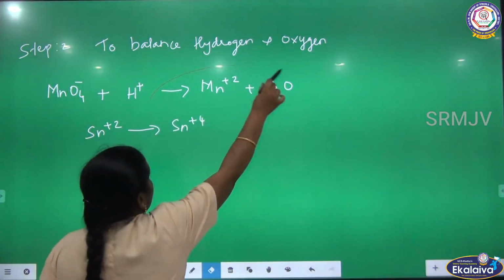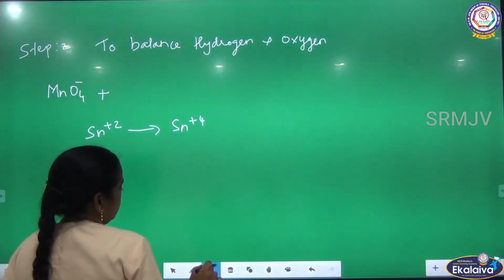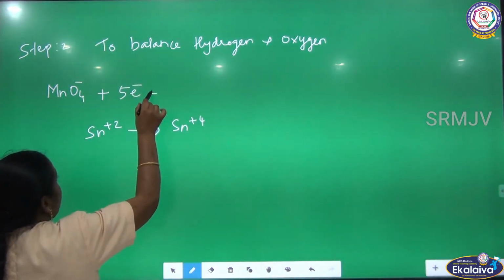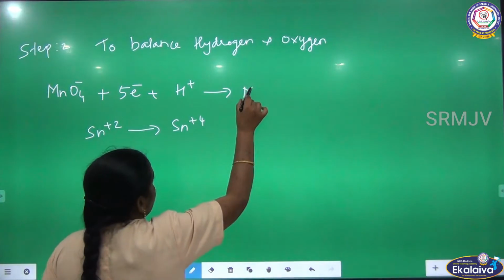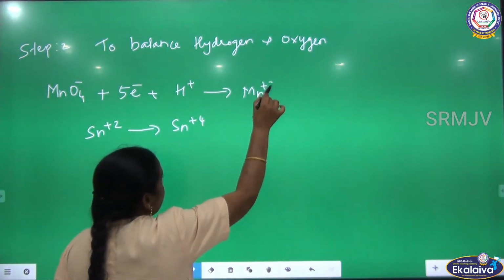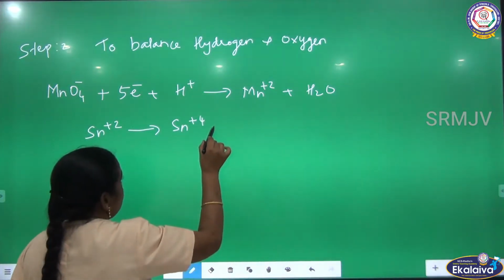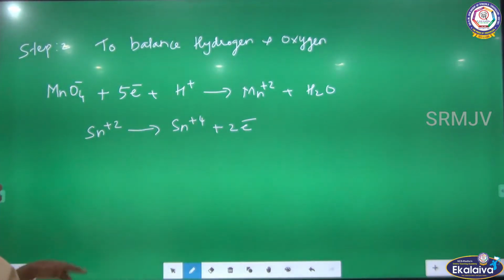Wait, you want to write the number of electrons involved in this. So here, how many electrons? 5 electrons plus, you want to balance now Mn plus 2 plus H2O and loss of 2 electrons. Now you want to balance hydrogen.